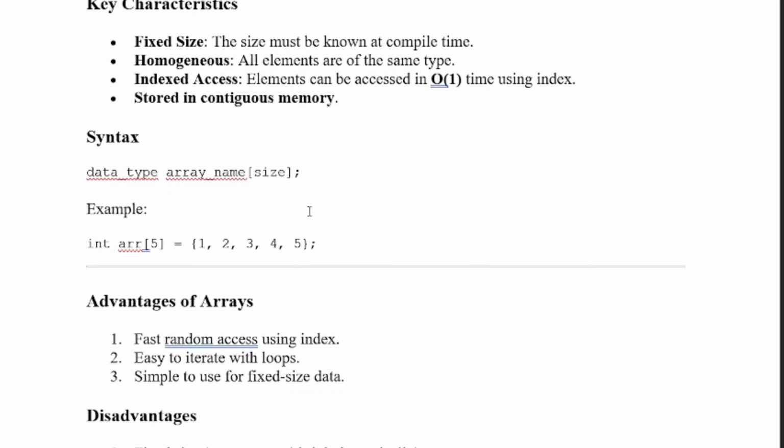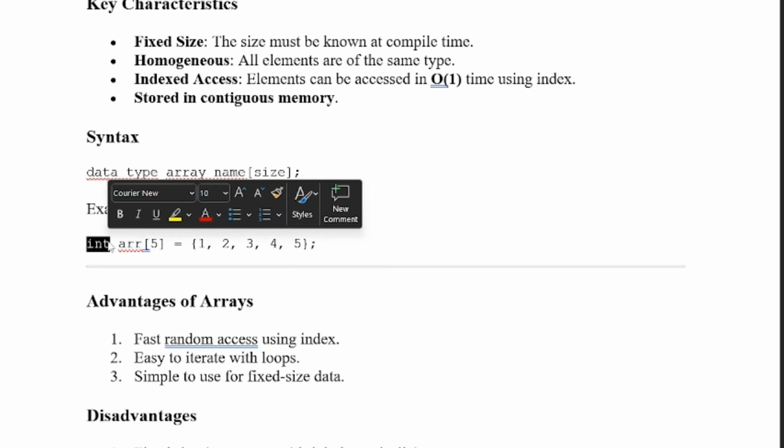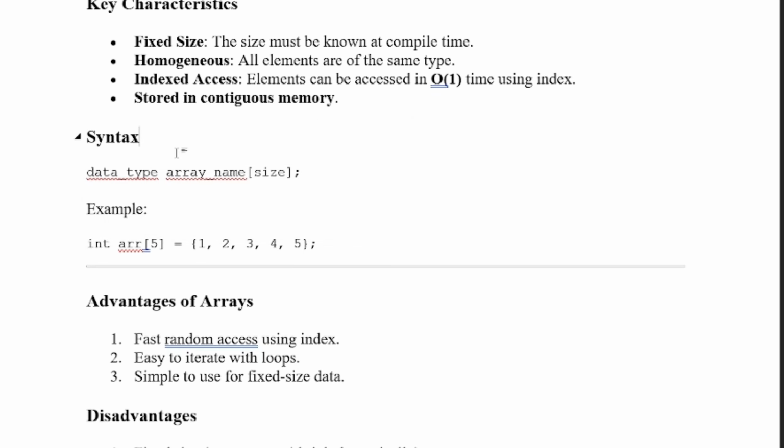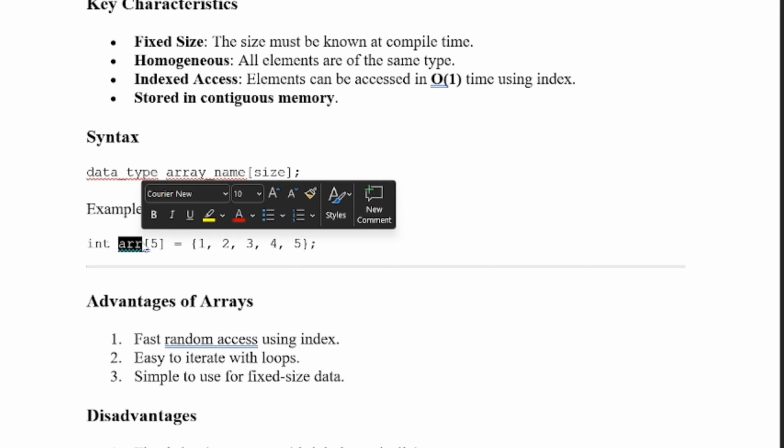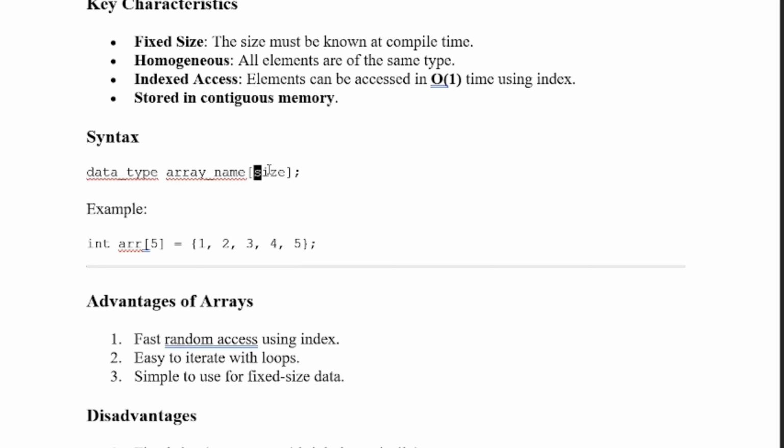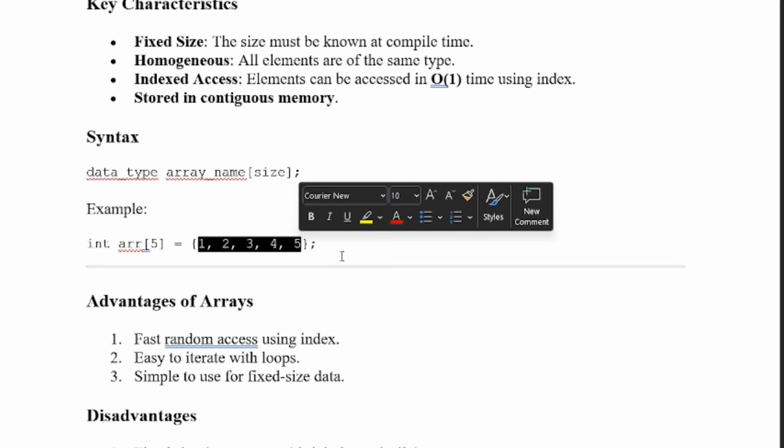So you can see the syntax of array. First we need to declare our data type. You can see we declare our data type integer, and then we declare our array name ARR, and then we declare our size in this bracket. So we declare our size 5. Okay, and we also initialize the array with some values: 1 2 3 4 5.